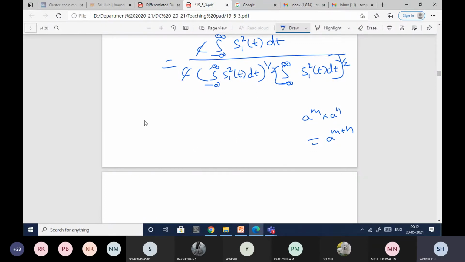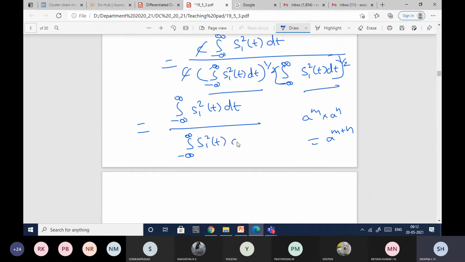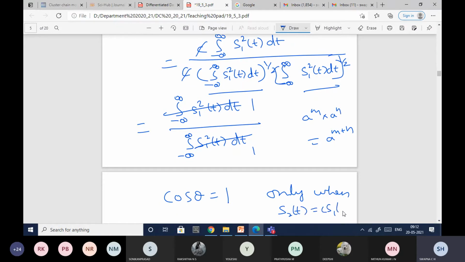So I'll be left with the integral from minus infinity to plus infinity of s1 square of t dt in the numerator, divided by, when you multiply this and this, the base is the same and the power is half here and half here. So I can write m plus n, so half plus half will be 1. So the integral from minus infinity to plus infinity of s1 square of t dt. So this and this will get cancelled. So I can say that cos theta is equal to 1 only when s2(t) is equal to c times s1(t).